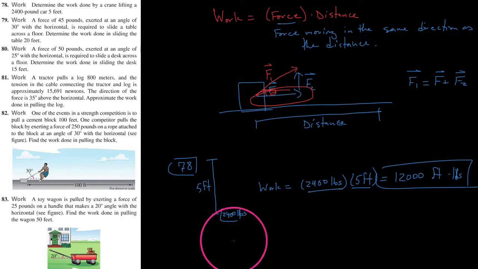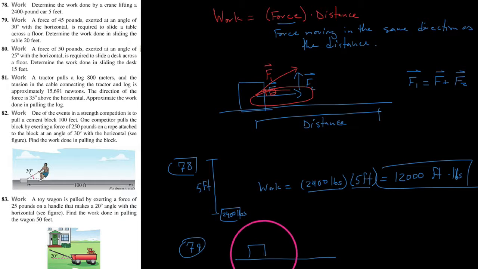Now when we look at, say, something like number 79, this is a little bit different. It says that a force of 45 pounds exerted at an angle of 30 degrees with the horizontal is required to slide a table across a floor. So determine the work done in sliding the table 20 feet. Well, here's what I'm going to do. I'm going to go ahead and draw my table here, and I'm kind of boring with my objects. I just draw kind of a mass this way.